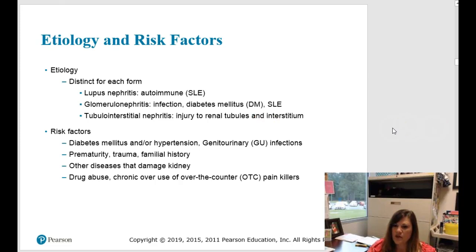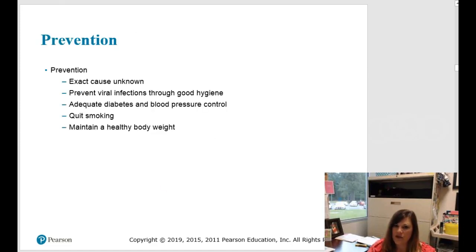So some risk factors would be diabetes, obviously, or GU infection, babies who are premature, trauma, family history, other diseases that can damage the kidneys, drug abuse, chronic use of over-the-counter painkillers. How do we prevent it? Well, it's hard to prevent something if we don't know what the cause is, but we try to prevent the viral infections through good hygiene, and then diabetes and blood pressure control, and no smoking, because smoking and drinking will kill you, and then maintain a healthy body weight, right?